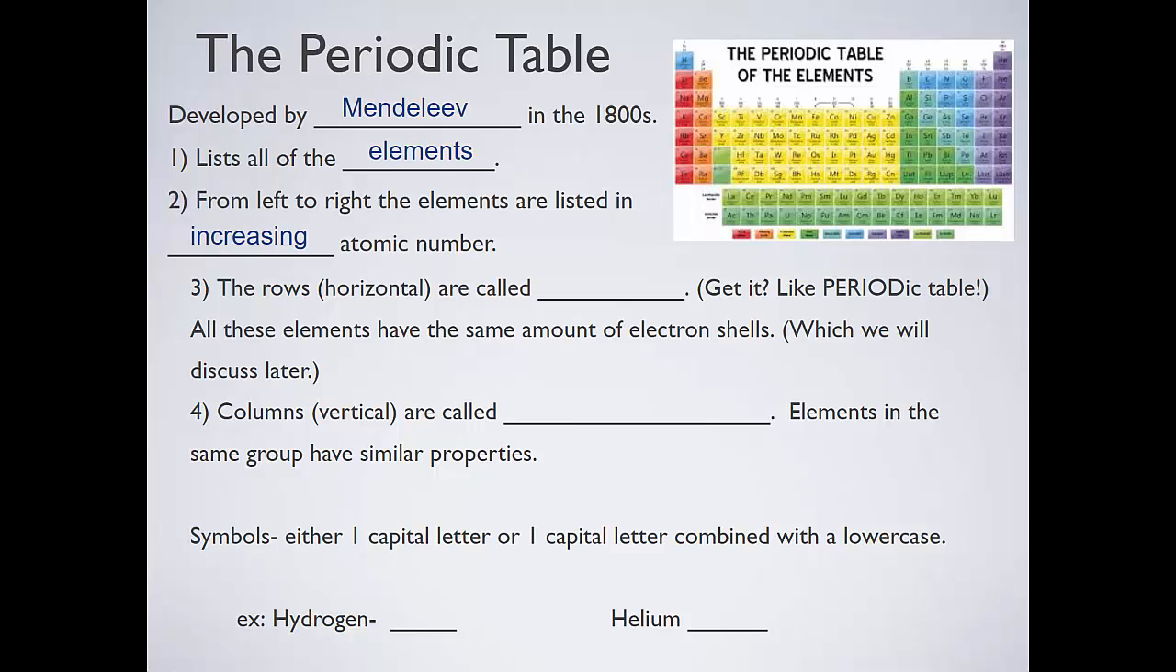The rows of this periodic table are called periods. We'll talk about how everything in one row has the same number of electron shells. The columns of the periodic table are called families or sometimes groups. And elements in one column, in one group, typically have similar properties.